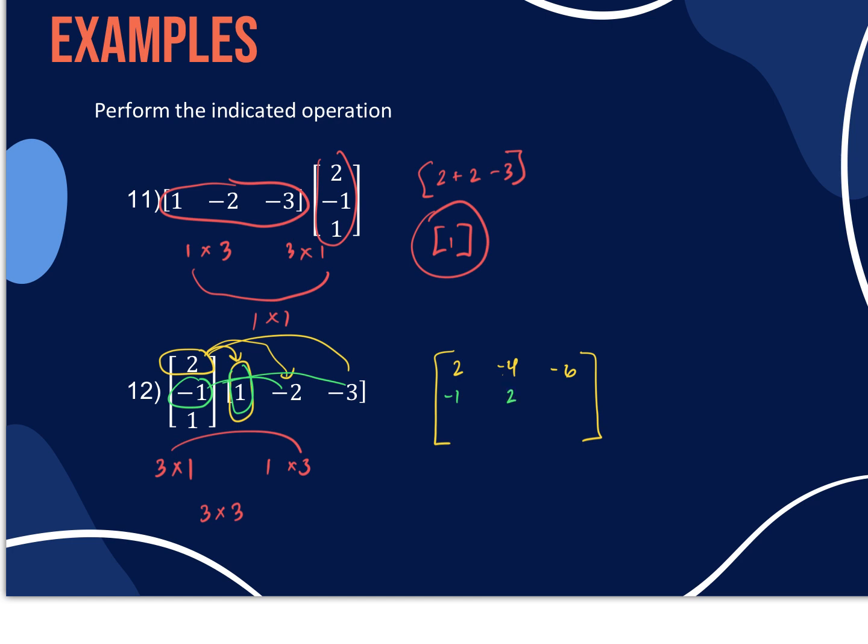So that's a 2 there, and that's a 3. And then again, I'm going to go to this last one, and I'm going to do 1 times 1 is 1, 1 times negative 2 is minus 2, and 1 times negative 3 is negative 3. And that's going to be the answer for my matrices. That's my product. Again, I end with a 3 by 3.